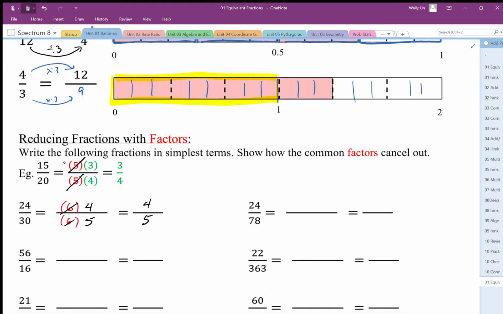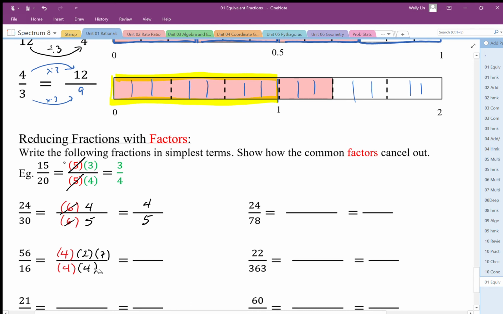For 56, what's the common factor? Well, I'm not positive, but I know they share a common factor of 4. When I divide by 4, I'm going to be left with, in this case, 8, which I can write as 2 times 4. Oh, sorry, this is going to be 14, so it's going to be 2 times 7. On the bottom I'm going to be left with 4.